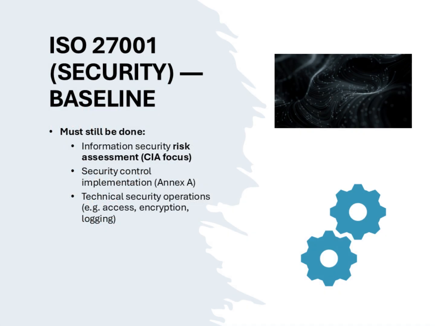Let's start with ISO 27001, the security baseline. This forms the foundation of the integrated management system. Even in an integrated environment, core security activities must still be performed. This includes conducting information security risk assessments with a focus on confidentiality, integrity, and availability, the CIA triad. It also requires the implementation of security controls, as defined in Annex A, to ensure risks are properly mitigated. And importantly, organizations must maintain ongoing technical security operations, such as access management, encryption, and logging, to ensure controls are not just defined, but actively operating and effective.